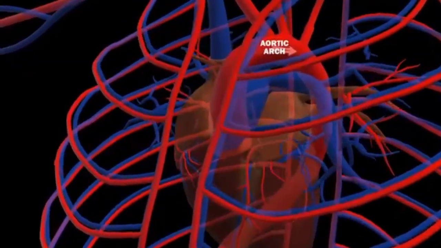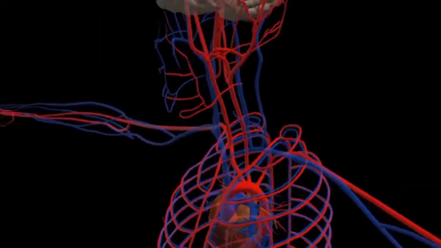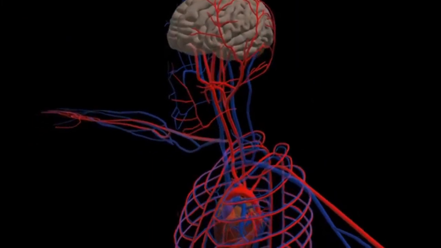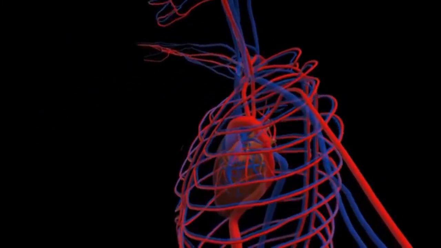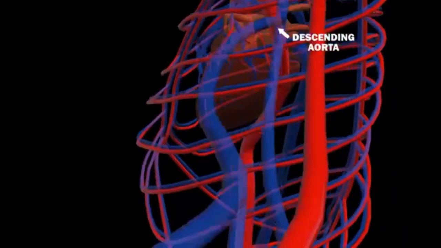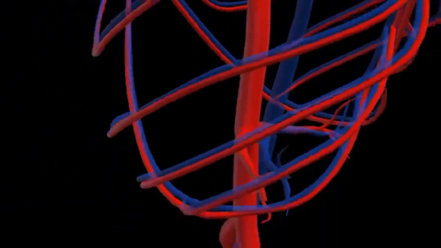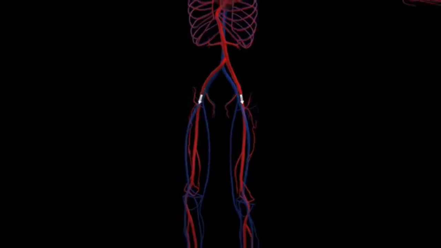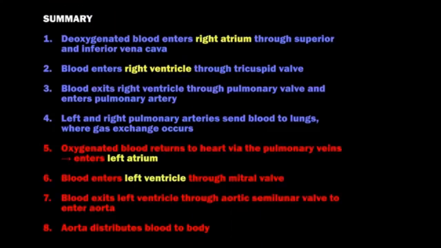The aortic arch has three major branches, which supply the head and arms with blood. Then the aorta curls downward from behind the heart, forming the descending aorta, which descends through the chest and continues down through the abdomen. In the abdomen, the descending aorta splits to supply the pelvis and legs with blood.